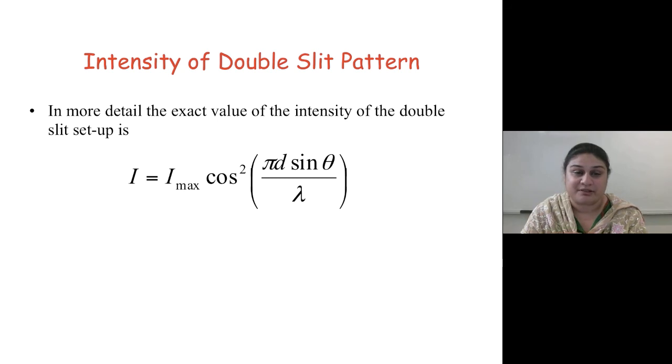Intensity of a double slit pattern. A more detailed, exact value of the intensity of the double slit experiment is given by I equals I max cosine squared of (π d sin θ over λ). We're not going to get into the details of how this formula came about, but you should probably remember this for the homeworks and the exams.